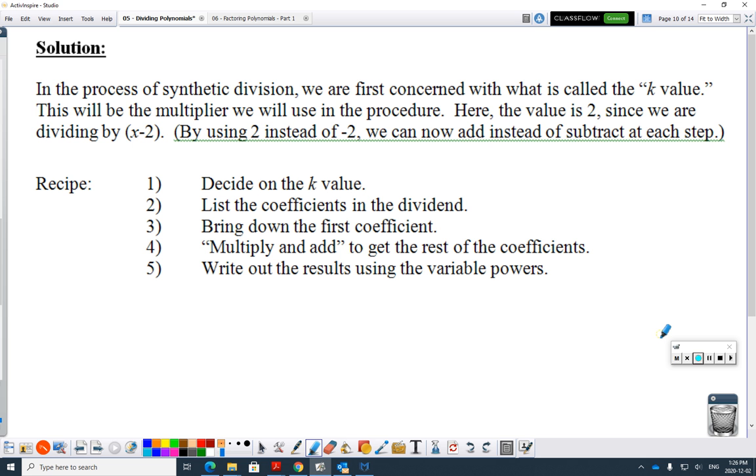List the coefficients in the dividend. Ooh, here, add one thing to that, please. Watch for zeros. Bring down the first coefficient, multiply and add to get the rest, and write out the answer using variable powers. That's what I didn't do in the previous example that I'd like to go back and do.